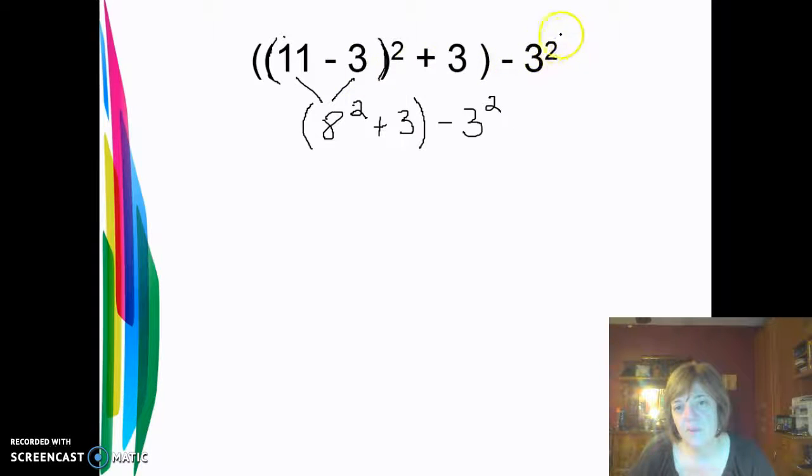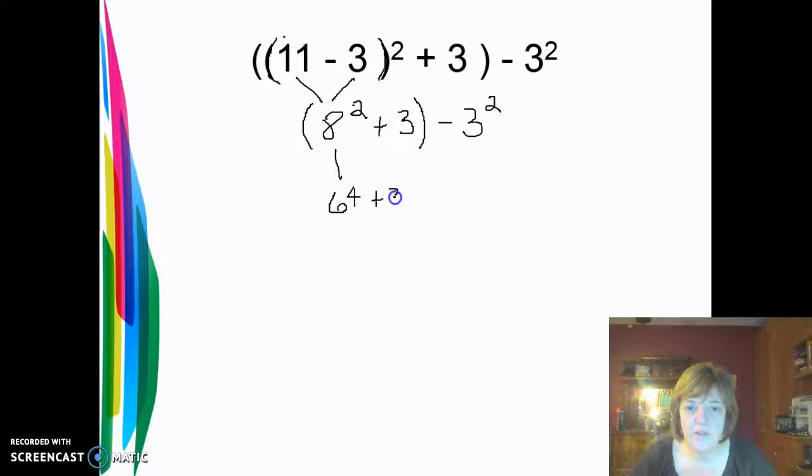Now, I could have worked on this in the first step, but I want to take it one step at a time right now while we're still learning how to do this. So the next thing we're going to do is 8 squared. We're going to work within the parentheses. We need to solve the parentheses first. Remember, PEMDAS, parentheses, and then exponents. So parentheses. 8 squared is 64.